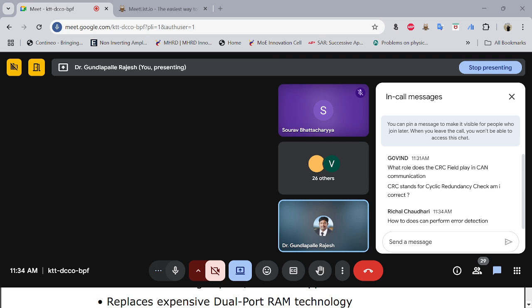Then this network technology is established using microcontrollers, and it is suited for real-time applications. They have replaced single port RAM technology with dual port RAM technology. The data rate is up to 1 megabit per second, and the message is the same thing, and they have standardized it into ISO 11898.